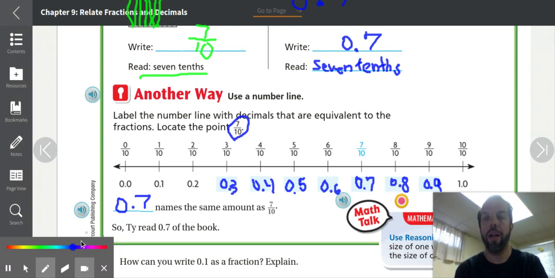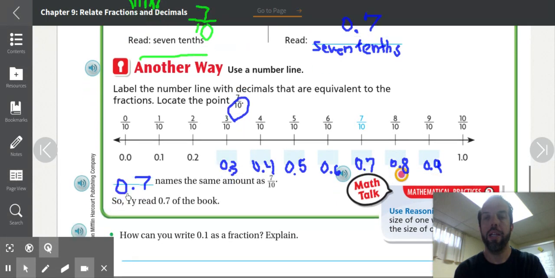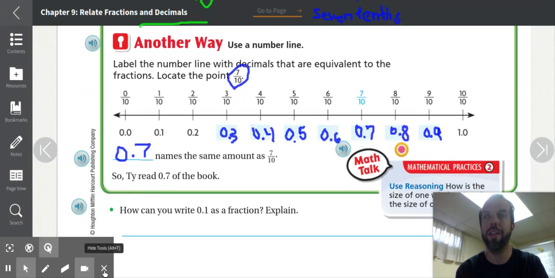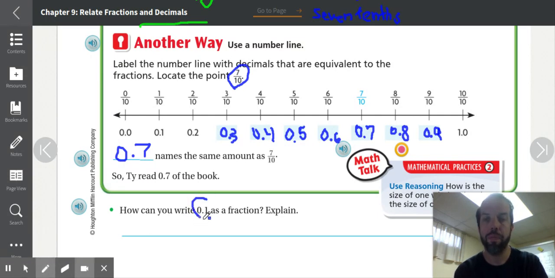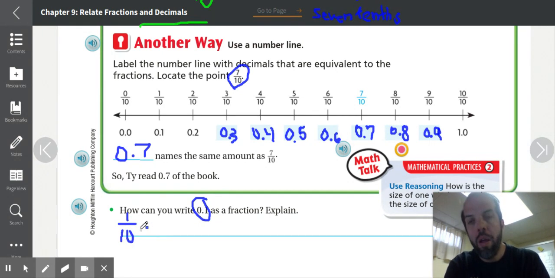All right. It says, how can you write 1/10 as a fraction? Explain. Well, this is stuff we already know, right? I would read this as 0, because there's no whole number, and 1/10. So how would I write that as a fraction? Well, my numerator would be 1. My denominator would be 10. So I would say, write this down in your book.